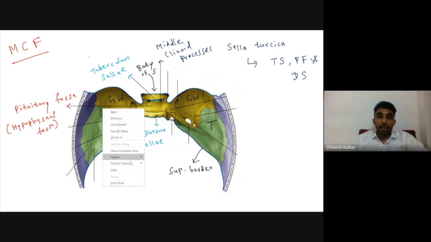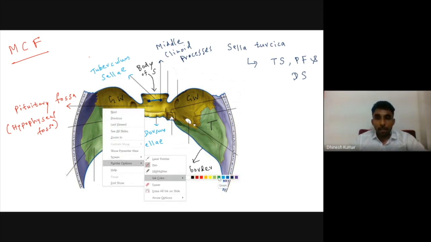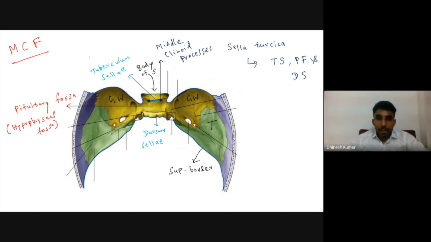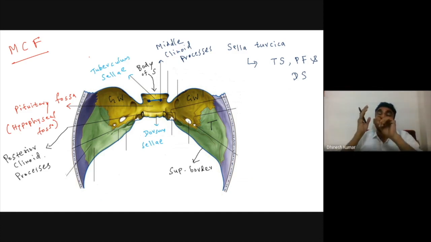Fine. And you know the dorsum sellae, isn't it? In this diagram, the dorsum sellae, right? And the lateral ends of the dorsum sellae are called the posterior clinoid processes. So I hope you are clear about the anterior, middle, and posterior clinoid processes, isn't it?